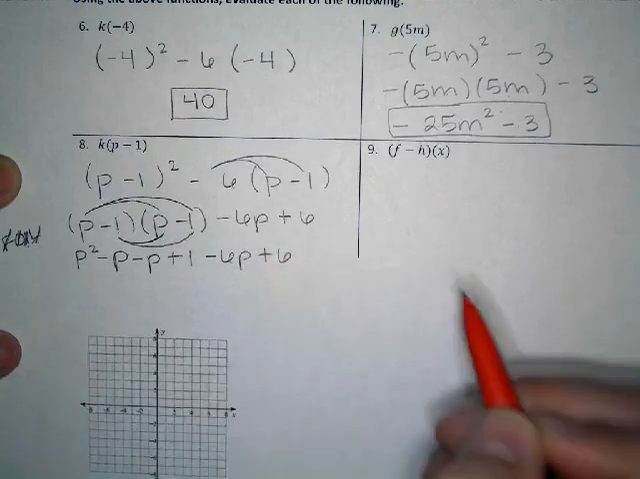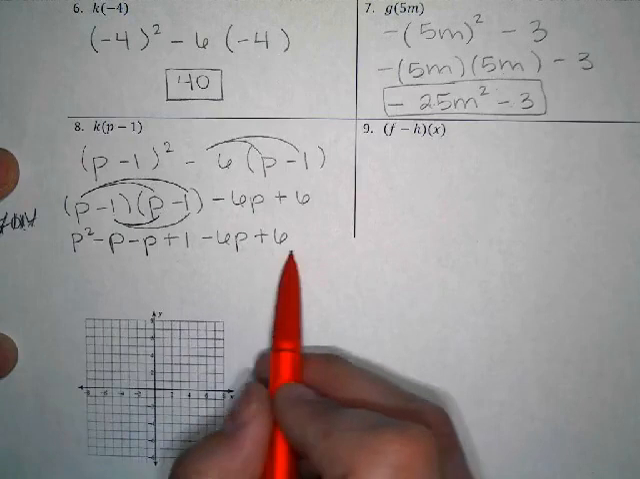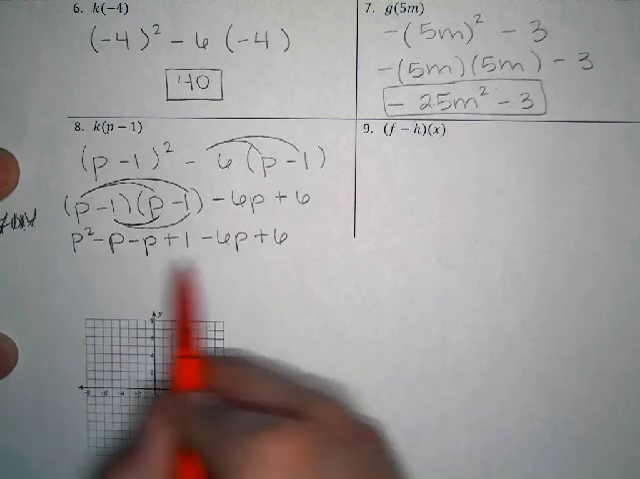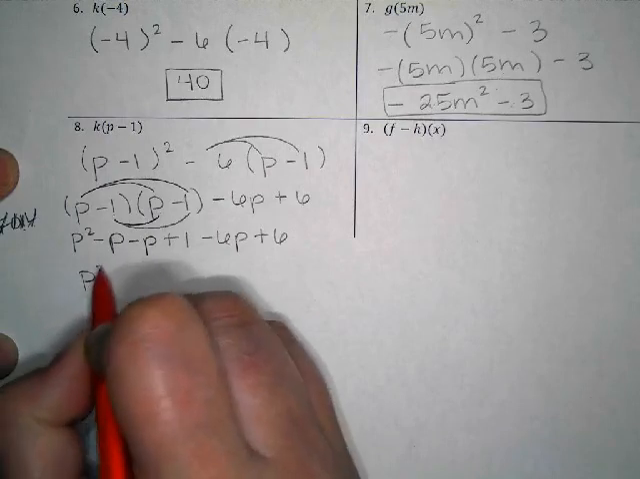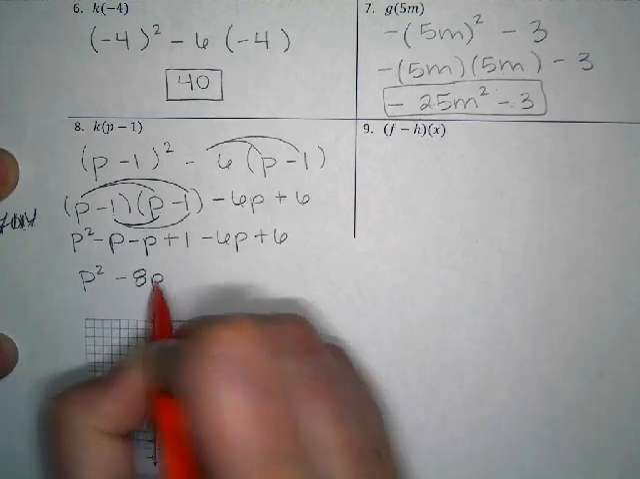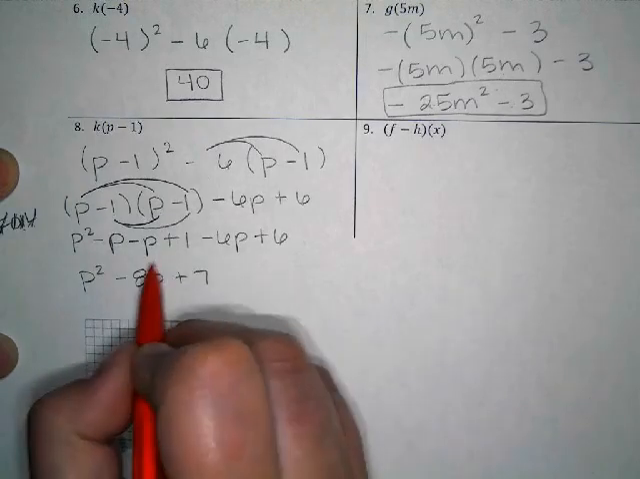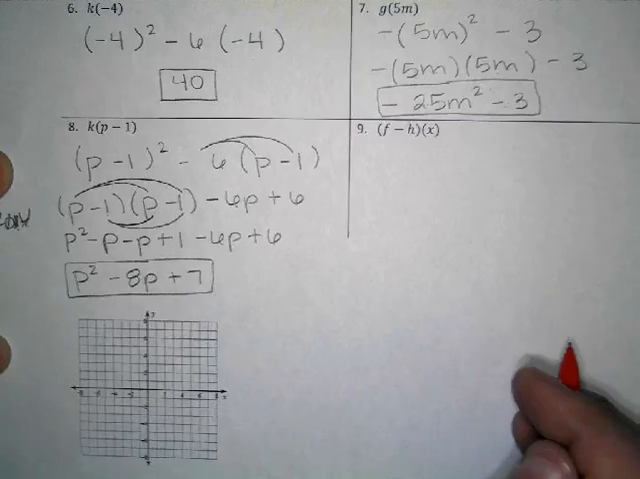Okay, so this leaves us with p squared minus 8p plus 7. Perfect. Okay.